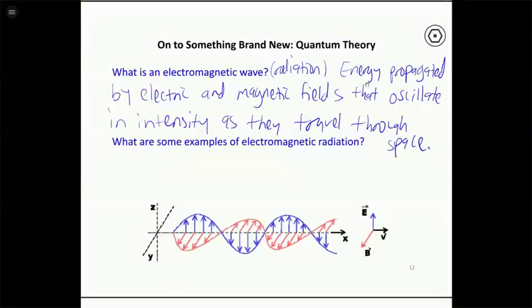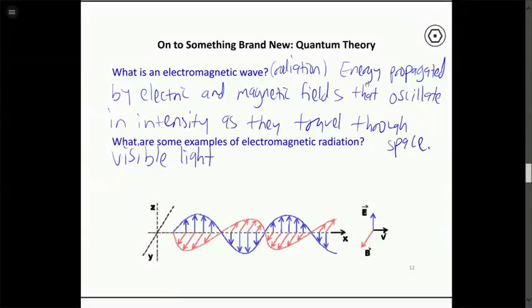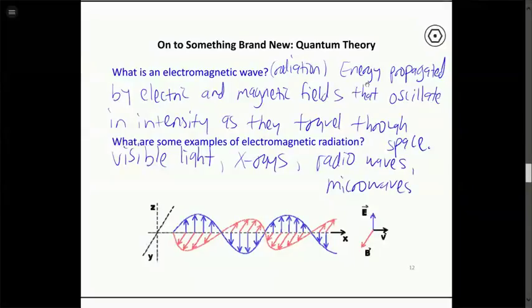All right, so what are some examples of electromagnetic radiation? You guys all know what these are. You've all seen them in your daily life. So visible light, the reason that we can see anything is because of electromagnetic radiation. And then there are other forms: X-rays, so if you've had medical procedures done, radio waves, microwaves, and so on.